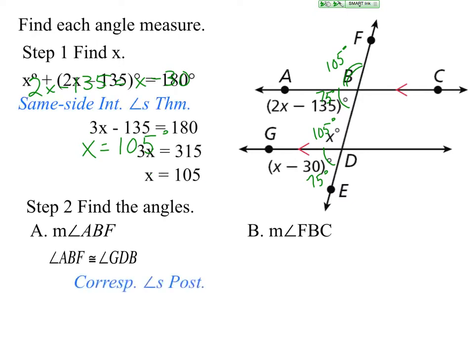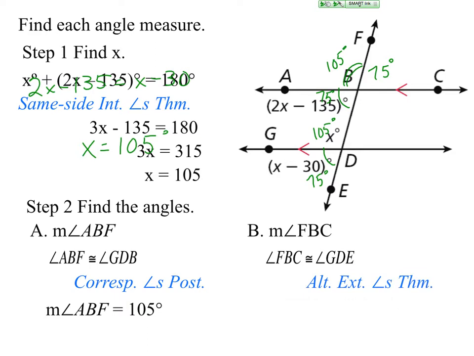Some of you solved it a different way. And how about angle FBC? Support for that, Brendan? Alternate exterior angles, okay. Could have done vertical, could have done linear pair. All right, thumbs up or down? Make sense out of that one?